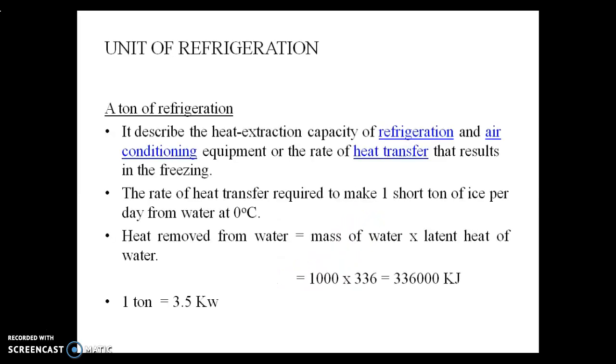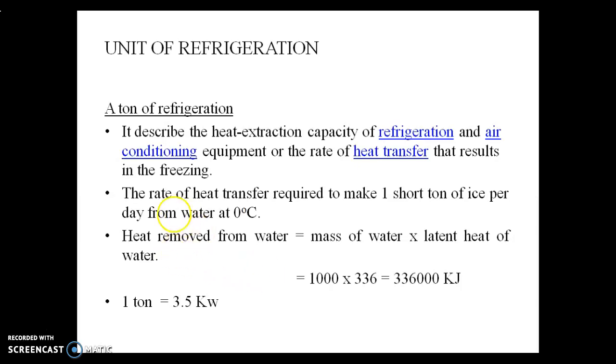Unit of refrigeration. The unit of refrigeration means a ton of refrigeration. It describes the heat extraction capacity of refrigeration and air conditioning equipment, or the rate of heat transfer that results in freezing. Simply, a ton of refrigeration describes the rate of heat removed from the refrigerated space per second.